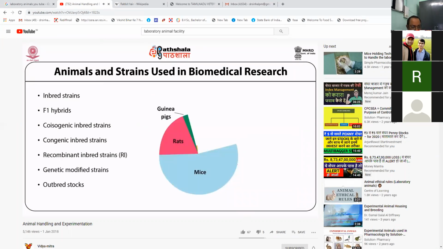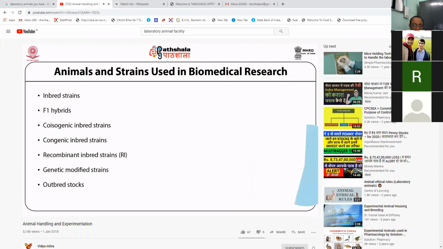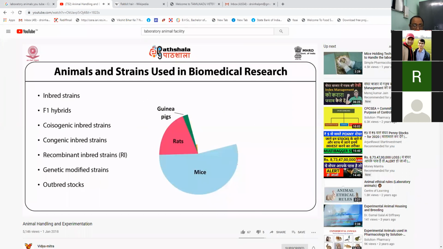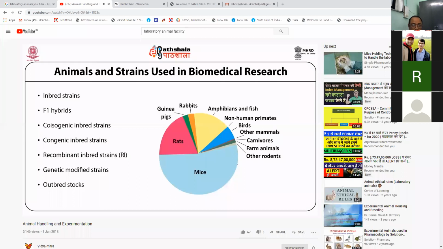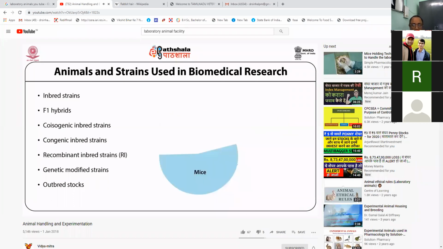Mice and rats are the most prominent animals for this. In case of mouse, we can modify so many genes according to the research or type of mutations. And if you see the diagram, you can see the mouse model is mostly used, and secondly come the rats, and third come the rabbits, and even amphibians and fishes are also used, like zebrafish, and non-human primates, carnivores like dogs, big dogs, and farm animals like sheep and goats.